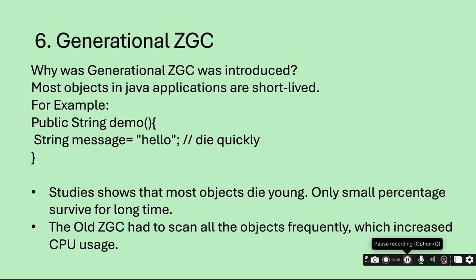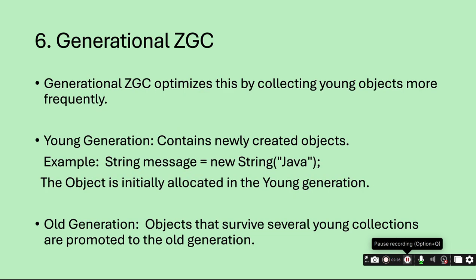The old ZGC had to scan all the objects frequently, which increased CPU usage. So Generational ZGC optimizes this by collecting young objects more frequently. Okay, so let us discuss what is the young generation.